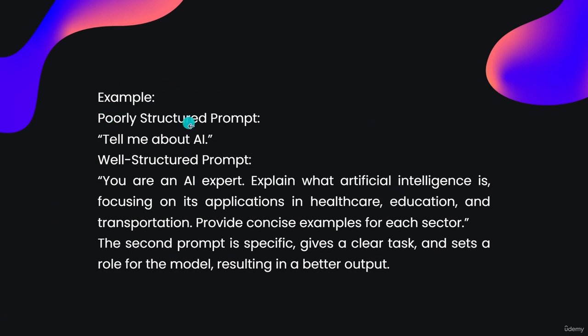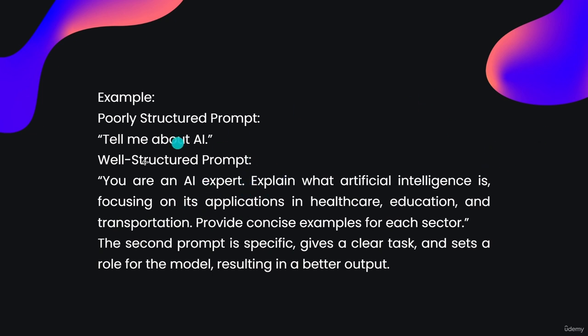You can see I have taken an example: a poorly structured prompt. How can a poorly structured prompt look? Simply, "Tell me about AI." There is no other information, and no role setup in that. It is a simple question we ask the AI. Think about how the AI can generate the response. It will generate some random summarization of AI in all cases, like AI in healthcare, education, transportation, and all the applications of AI.